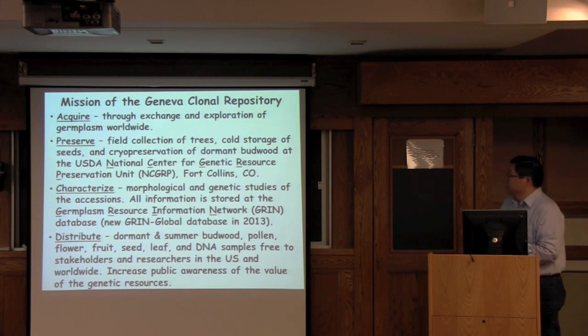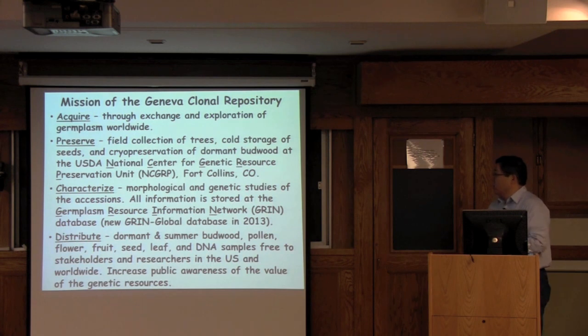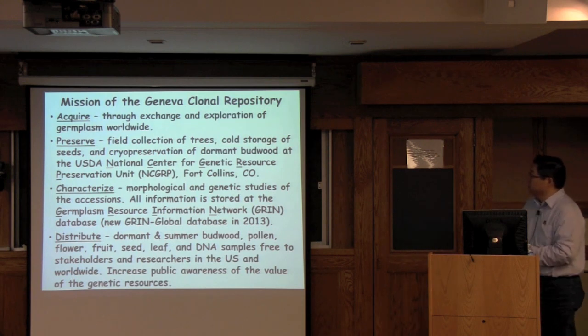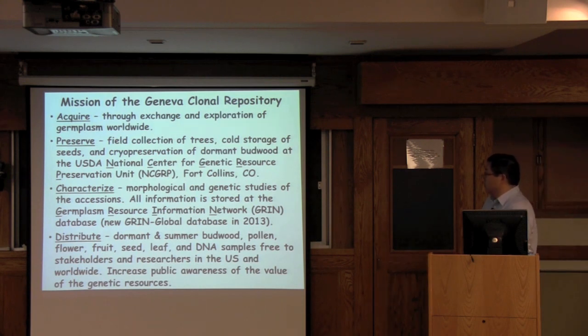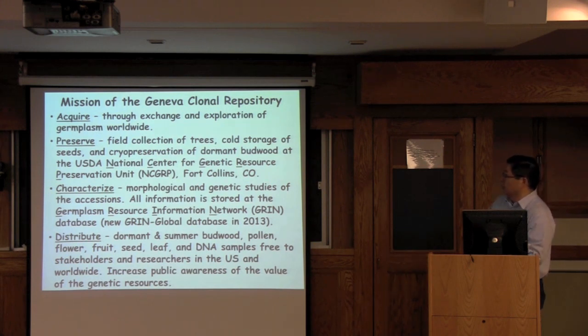For characterization, we use morphological or genetic methods to study all the accessions we have, and all the information from our study is stored in the Germplasm Resources Information Network database. We call that GRIN. A new version of GRIN should come on board sometime this year. It's called GRIN-Global and is supposed to have better function, but it's quite a learning curve to change into the new system.